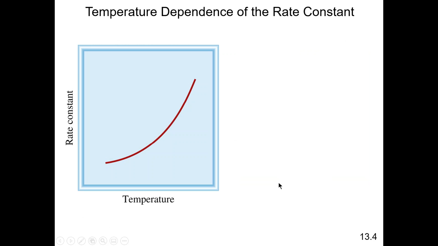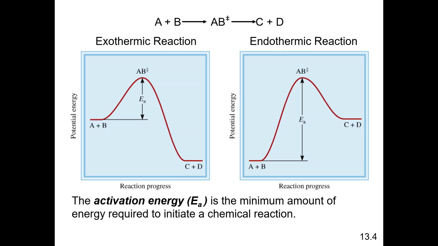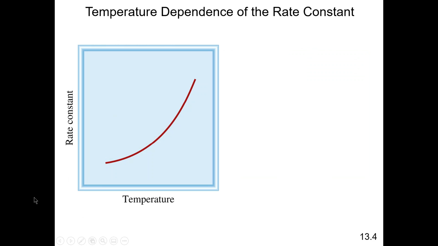Now, based on other experiments, and based on what we have just discussed, you can see that there's a relationship between the rate constant of a reaction and the temperature. Basically, you see here it increases. There's a mathematical equation which describes that line, which is given right here: k is equal to A times e to the minus EA divided by RT. This is known as the Arrhenius equation.